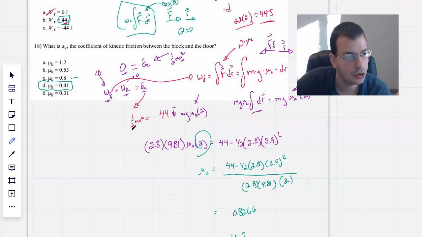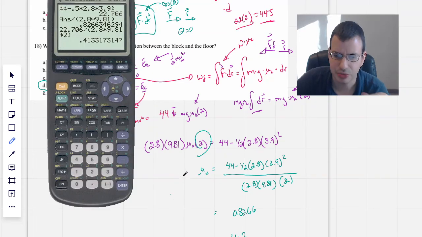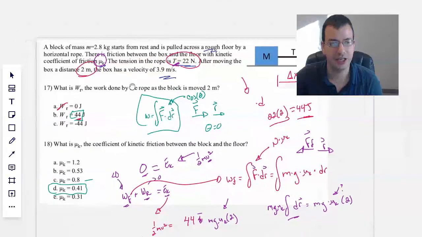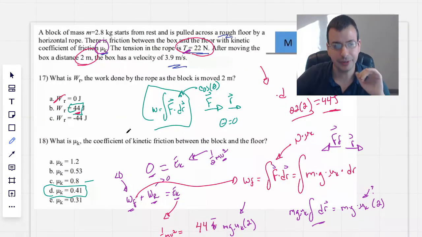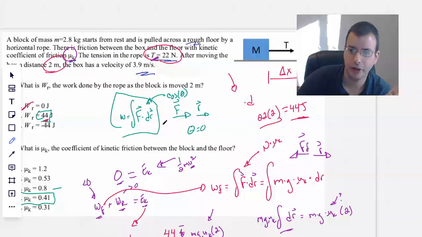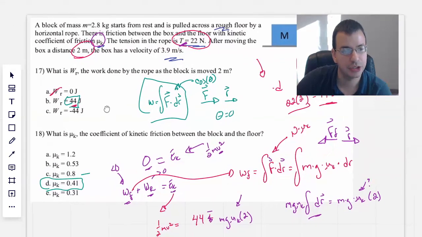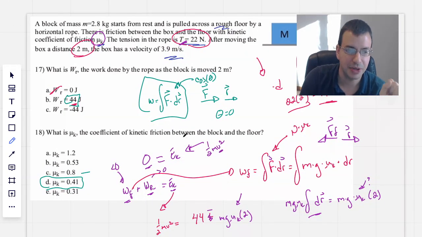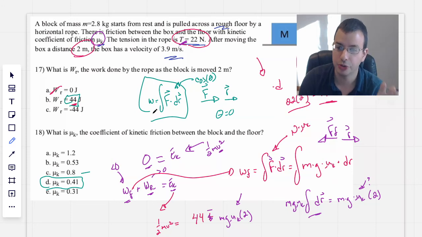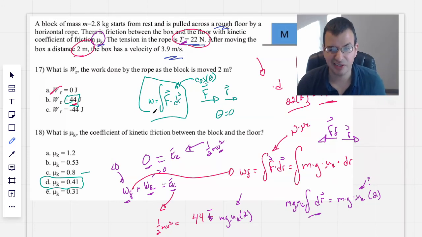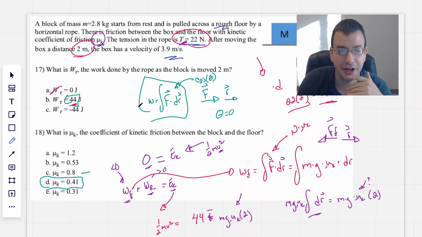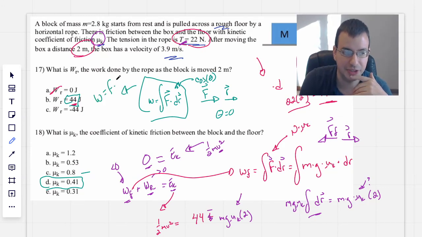Okay, so take a step back real quick. Yes, that seems right. Take a look at what we did just to kind of encapsulate everything. So we had a block being pulled with friction. We wanted to first find out how much work was done by the rope. That's basically just the definition of work equals integral F dot dr. If you haven't taken calculus yet, that'll be kind of confusing. For you, that would just simplify it as work equals force times distance.